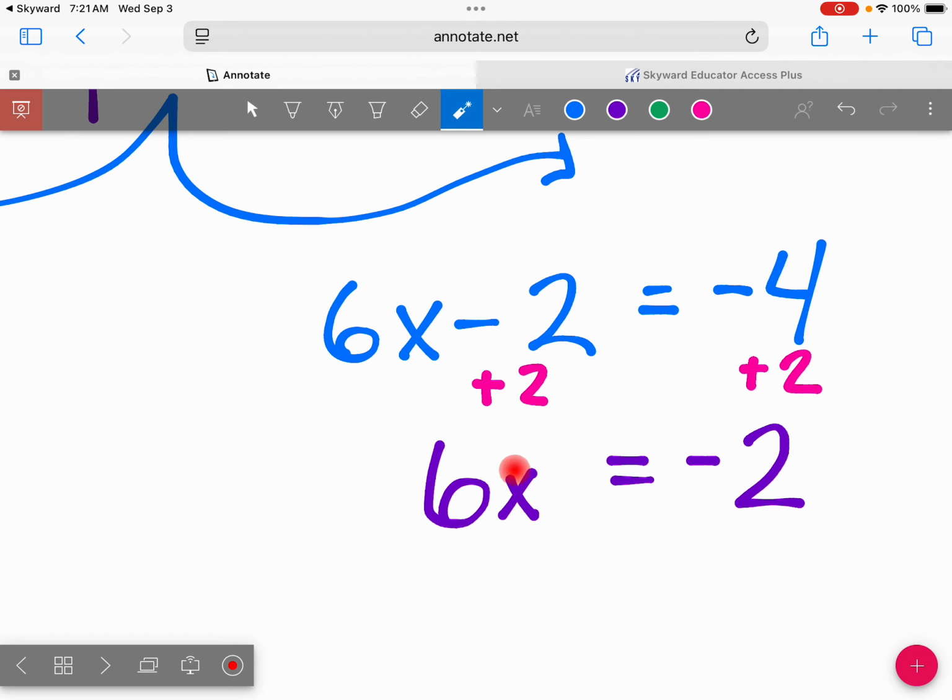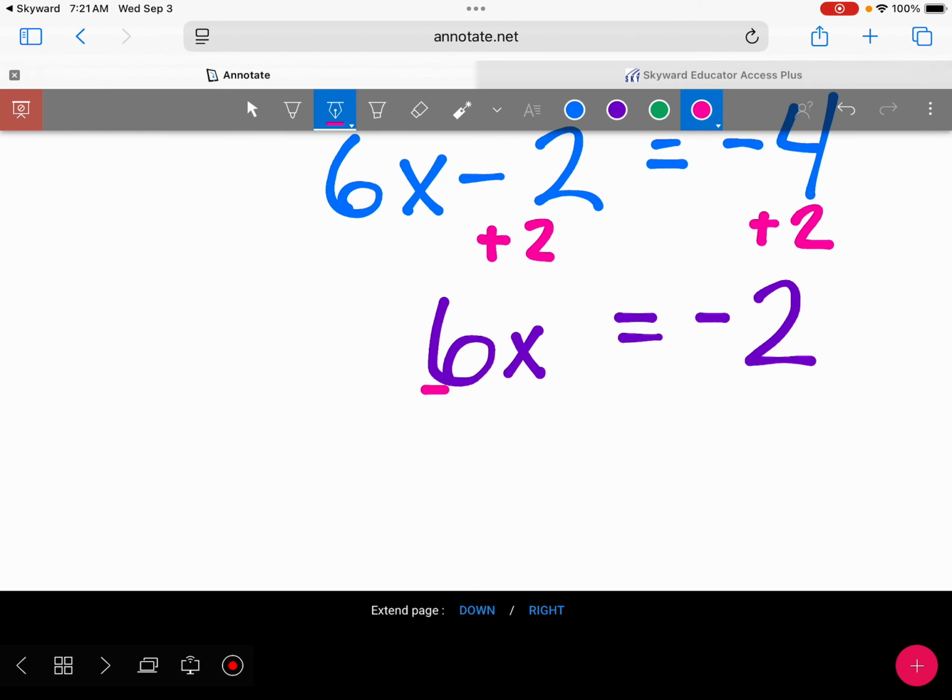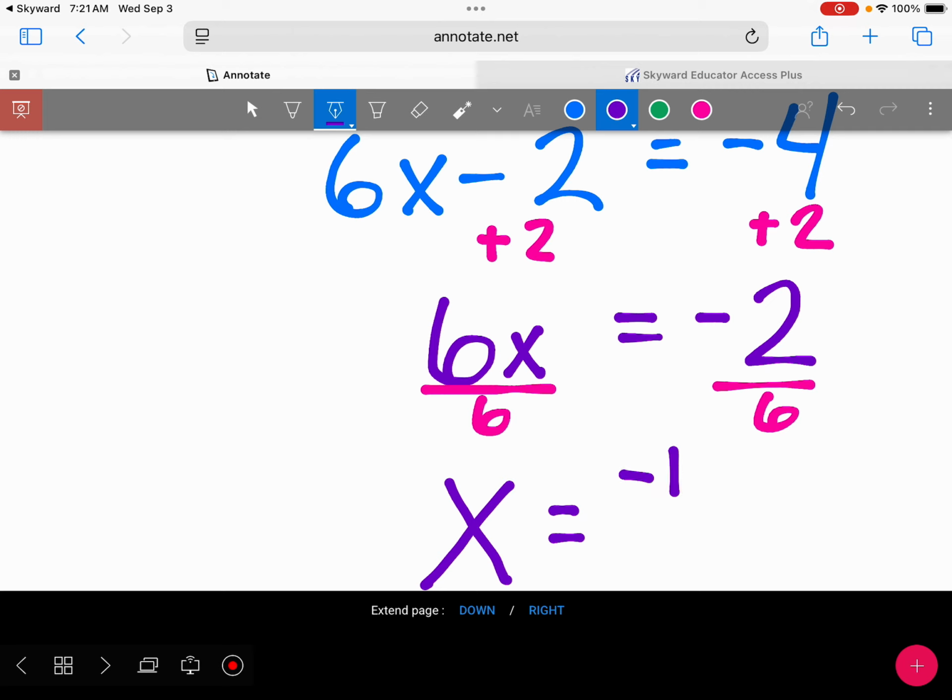Still aiming to get this x by itself, we need to divide by our 6. So what's our x going to be? What's our answer? What is negative 2 divided by 6? Careful. Negative 1/3. You can have it as 2/6, like, that's okay. If you type negative 2 divided by 3 in the calculator, it should spit out negative 1/3.